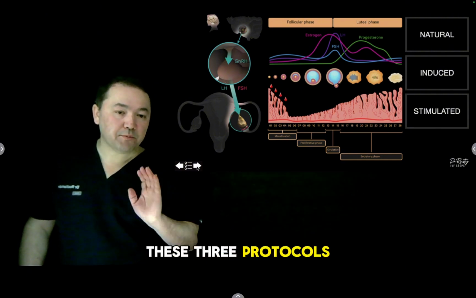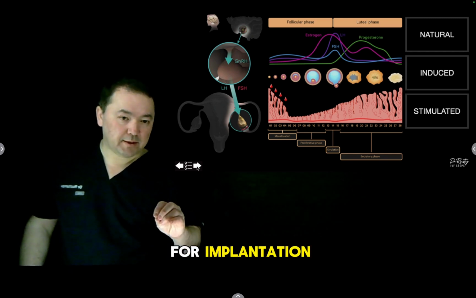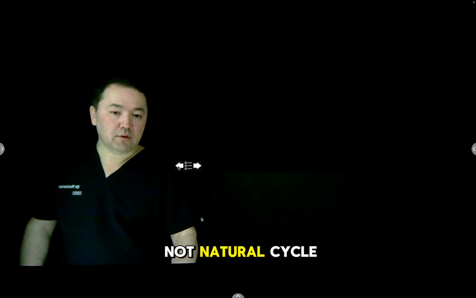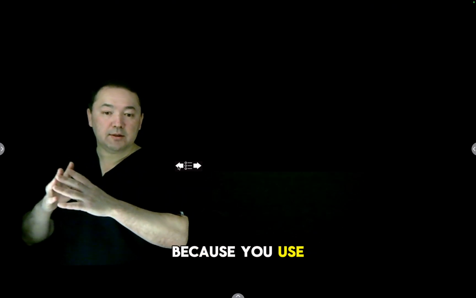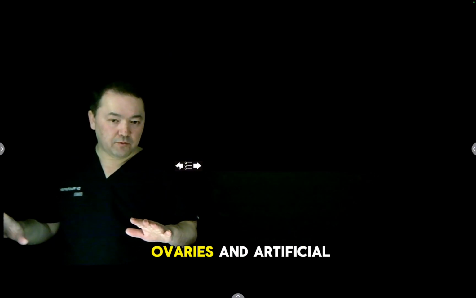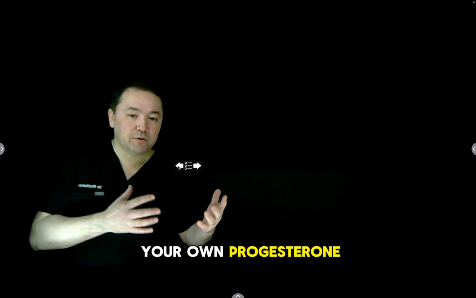These 3 protocols are very similar to natural processes: natural frozen, induced, and stimulated frozen. This is why these 3 protocols should be used as a first line, and they give you the highest chance for implantation. HRT frozen is not a natural cycle because you use artificial estradiol, which shuts down your pituitary gland, shuts down your ovaries, and artificial progesterone. You don't produce your own progesterone.